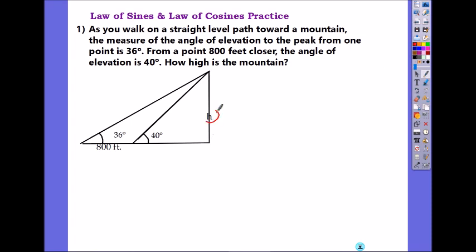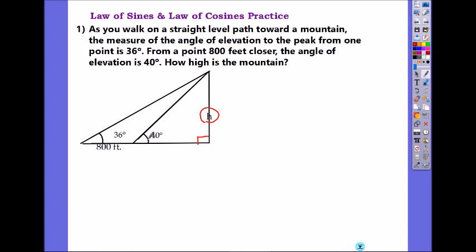First of all, you need to understand whenever they ask for a height, it has to be a perpendicular distance. So this is a right triangle. But we don't have enough information to just use SOHCAHTOA here. So what can you do? First, figure out all the measurements that you can find.